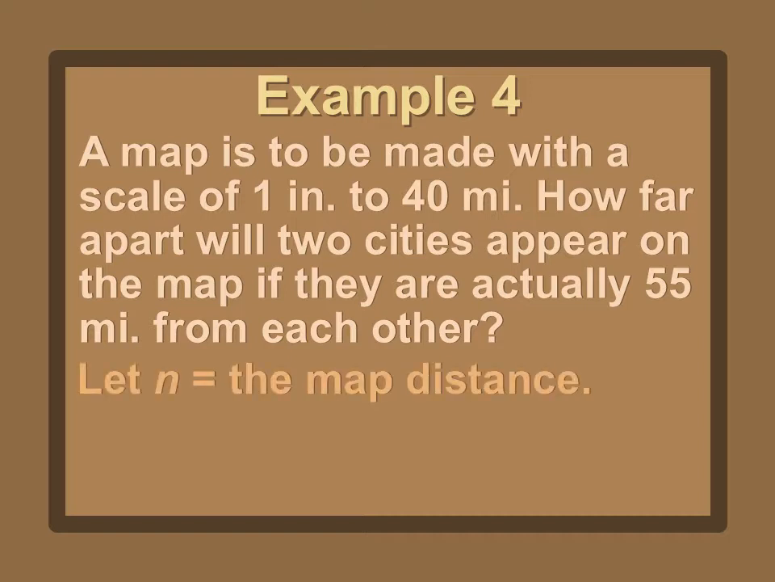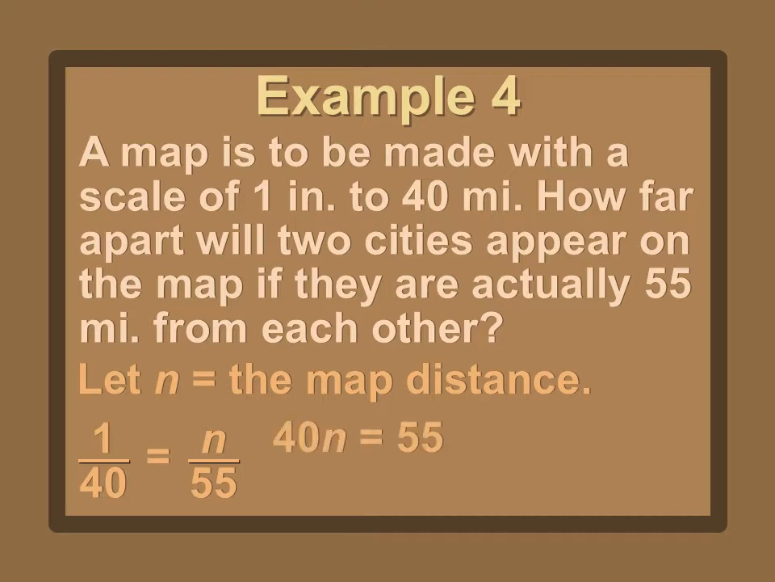So we're going to let n be the map distance, right? The distance on the map. First, we have our scale, which they gave us was 1 over 40, right? They gave us that, 1 inch to 40 miles. So n, the map distance, is in inches, and inches is on top for our scale, which means that n is going to go on top over 55, right? Because they tell us that in actuality they're 55 miles, and miles is on the bottom for our scale. So we get 1 over 40 is equal to n over 55.